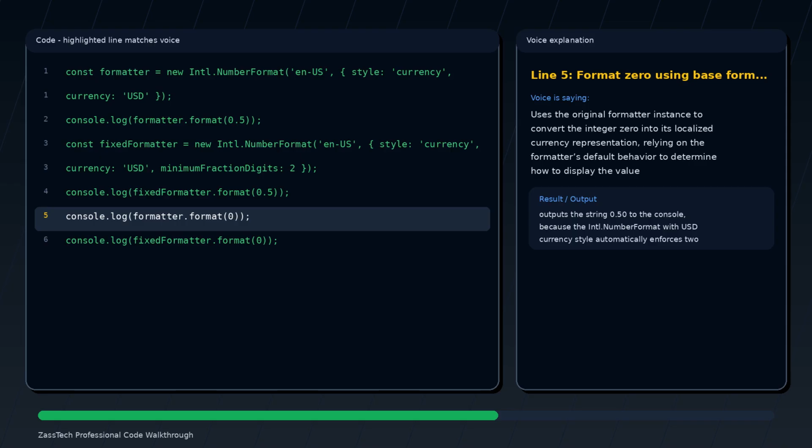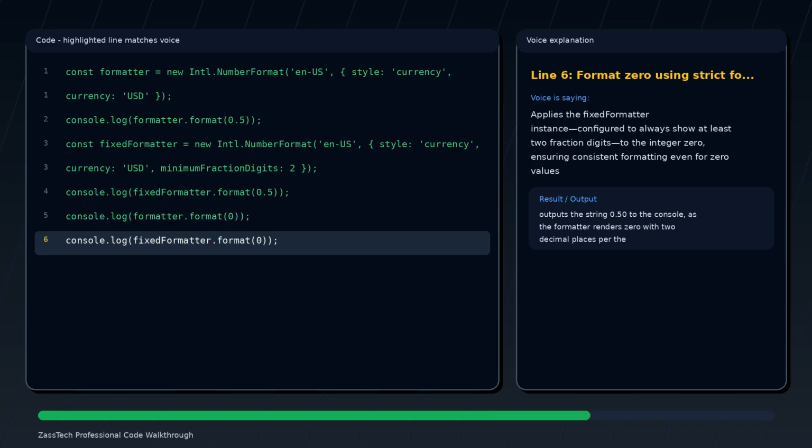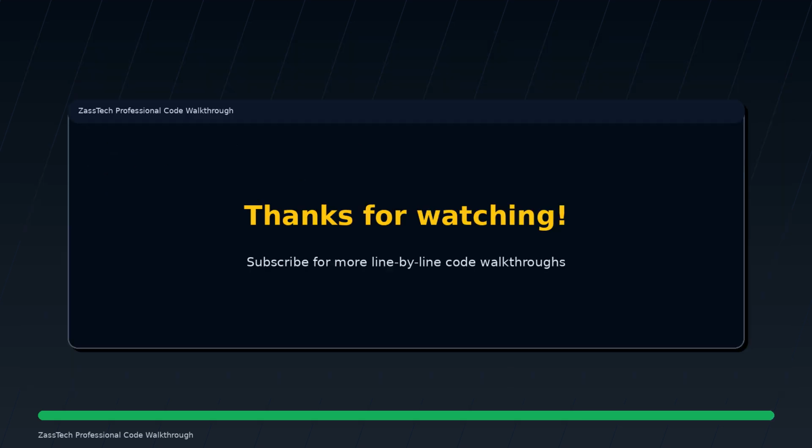Uses the original formatter instance to convert the integer 0 into its localized currency representation, relying on the formatter's default behavior to determine how to display the value. Applies the fixedFormatter instance, configured to always show at least 2 fraction digits, to the integer 0, ensuring consistent formatting even for 0 values. Always set minimum fraction digits to 2 for currencies to avoid messy displays.